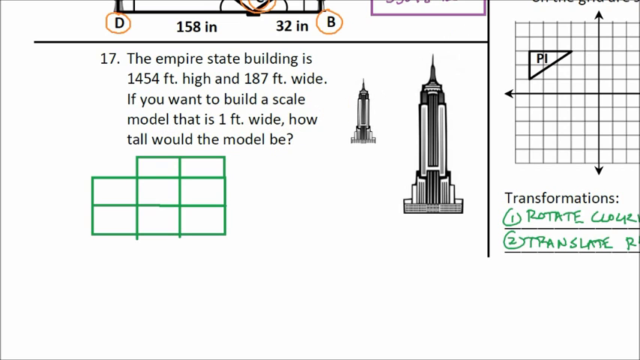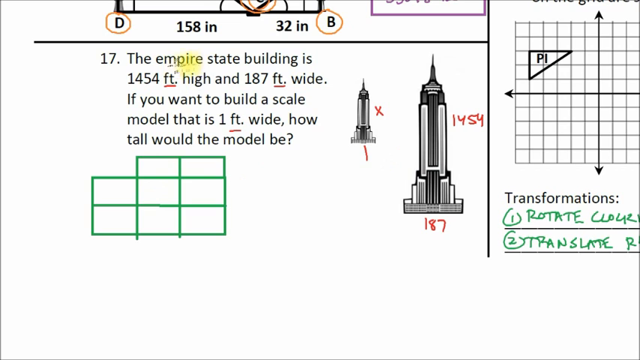Well, the first thing I'm going to do is label what I know. I know it's going to be 1 foot wide here, and I'm not going to know what the height is. And on our actual Empire State Building, it is 1,454 feet high and 187 feet wide. Now, because all my units of measure are feet, I'm not going to write feet on any of these. I know we're dealing with feet.